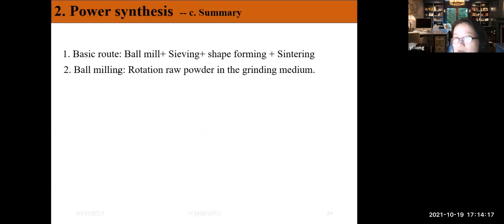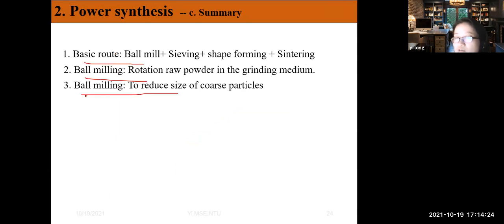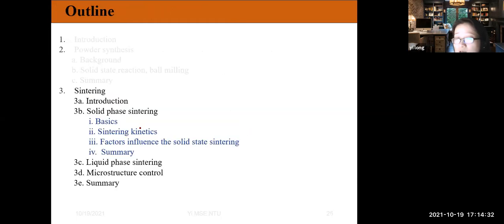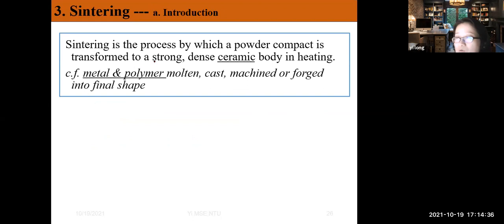And all these are the take-home points. What is the basic route? What is the function of ball milling? What are the classical solid state reactions? A plus B equals AB, so you need a bit of post-treatment to tune the stoichiometries. Then we move to an important one, sintering. What is sintering? Sintering is this and this. But compared with metal and polymer, it is very different because the temperature is super high.